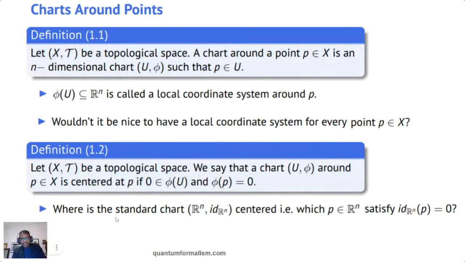And here's a very simple example for you to see this exactly. Consider the standard chart Rn and the identity. The question is, which point P in Rn is this chart centered at? In other words, which point P satisfies this? It's the origin, right? Because this is the identity map. It means the origin in Rn is the only point that can satisfy this. So therefore, it coincides exactly with our intuition.